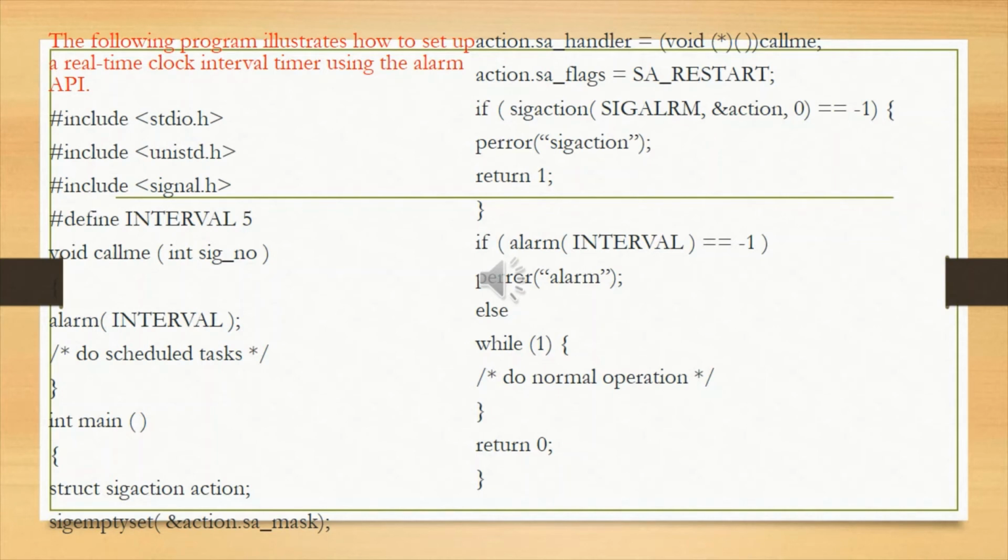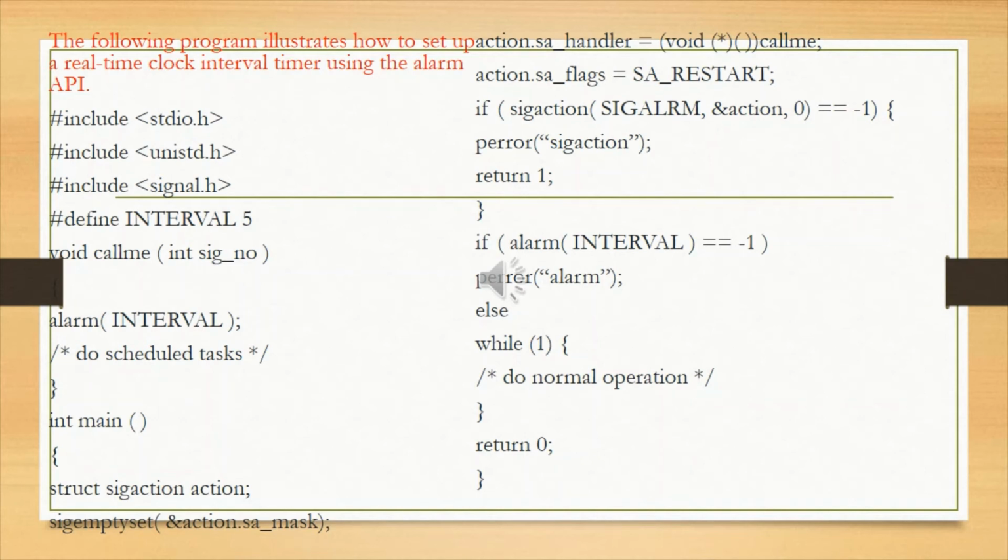Here sigemptyset is used to perform the operation on the mask. Finally, we use action as a handler, with the void return type, for the call_me function, and whatever flags there are, all the flags are restart. If sigaction for SIGALRM with action is 0 with -1, it performs the sigaction error handling and returns 1.